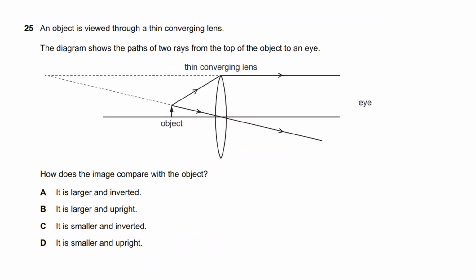Next, question number 25. It says an object is viewed through a thin converging lens. The diagram shows the paths of two rays from the top of an object to an eye. How does the image compare with the object? So the image will be formed somewhere here. The image is virtual, upright, larger, and on the same side as the object. Larger? Yes. Inverted? No. Upright? Yes. Smaller? No. So the best answer is B.